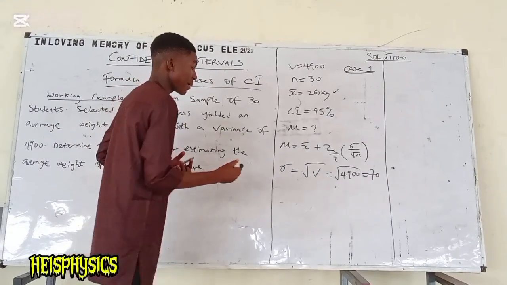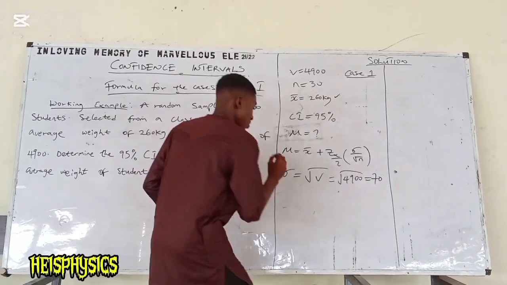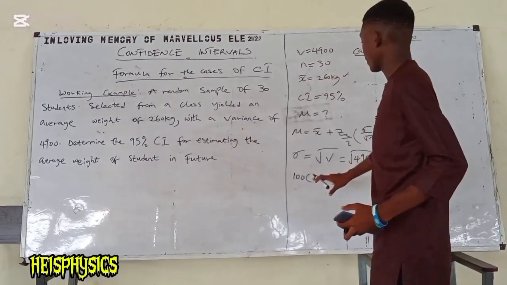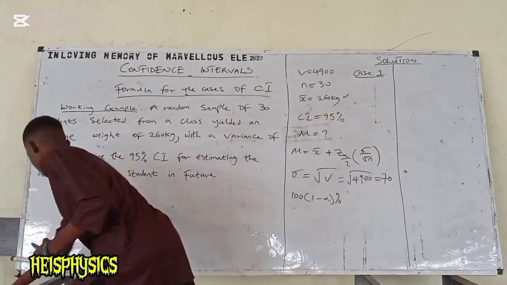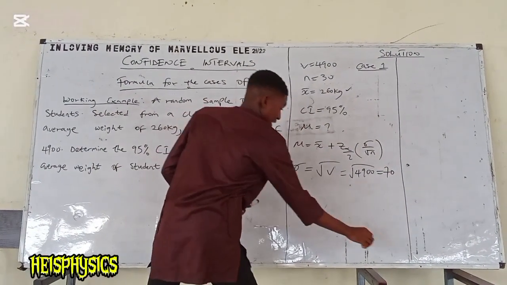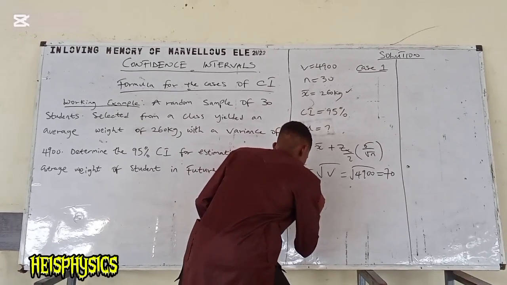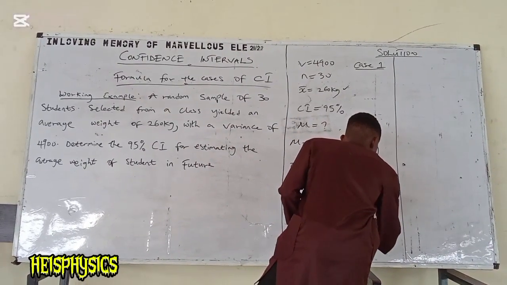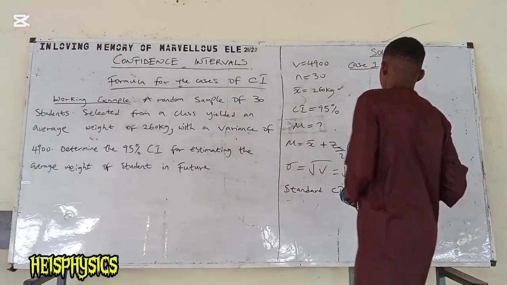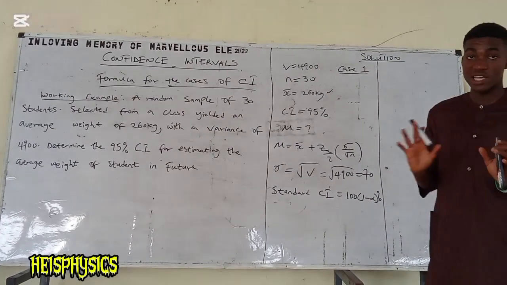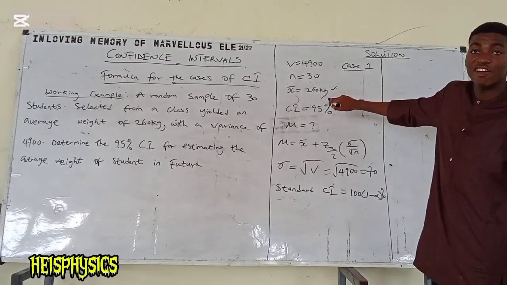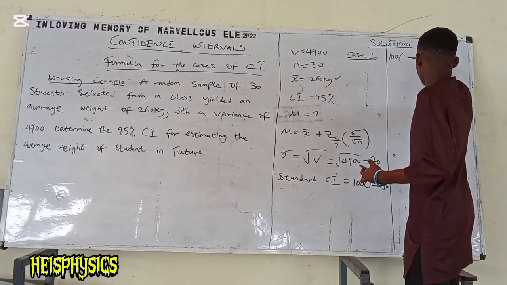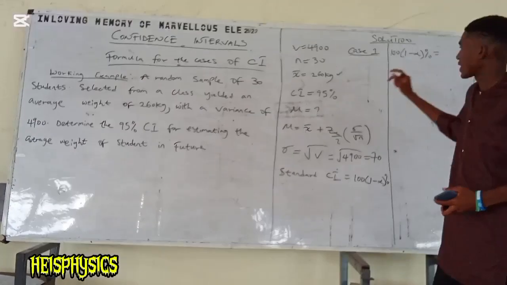But before that, remember, the standard confidence interval is 100 times (1 minus alpha) percent. This is the standard confidence interval. It's constant. But in this question, the confidence interval is 95%. So we can say 100 times (1 minus alpha) percent equals the one given in our question, 95%.